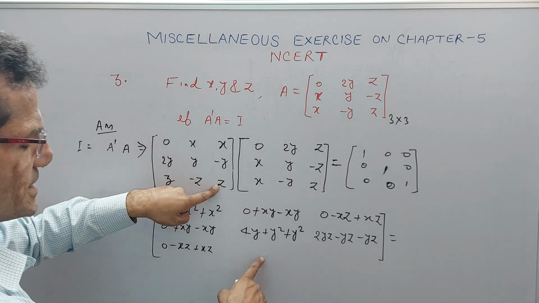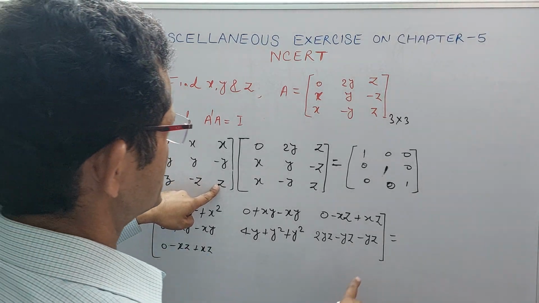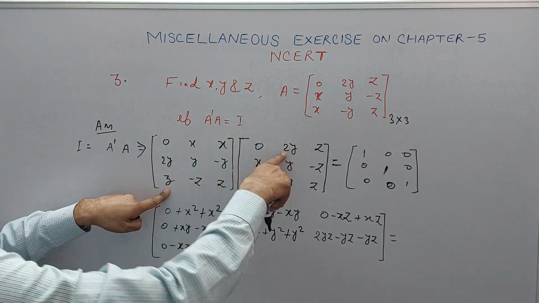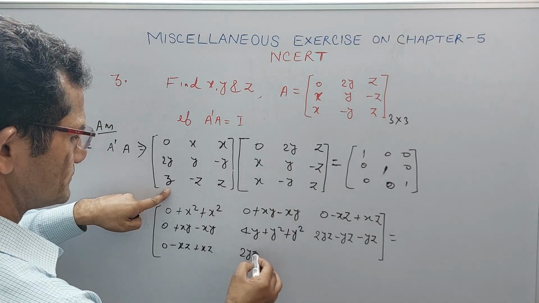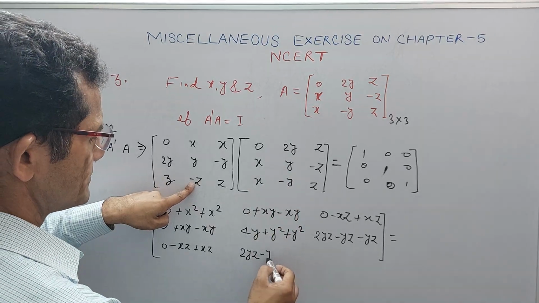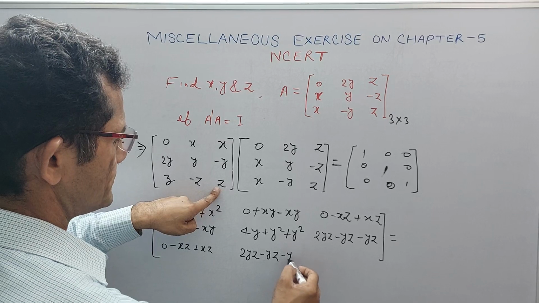And now this entry will be filled by multiplying the third row and the second column. Now z into 2y is 2yz, and minus y into minus z is plus yz, and this into this, minus yz also.